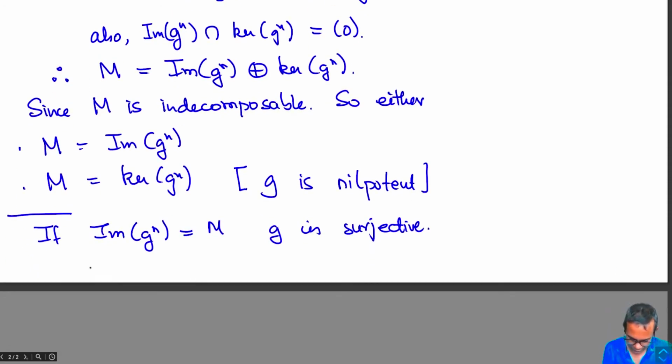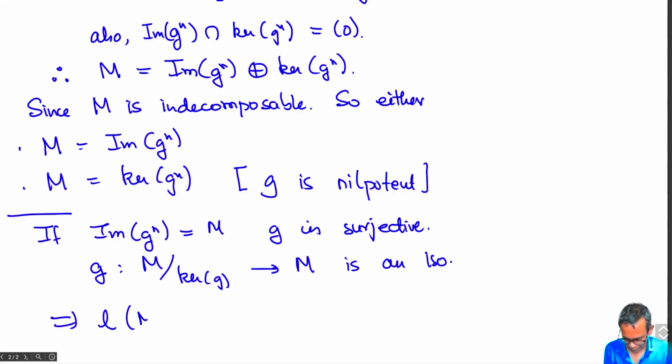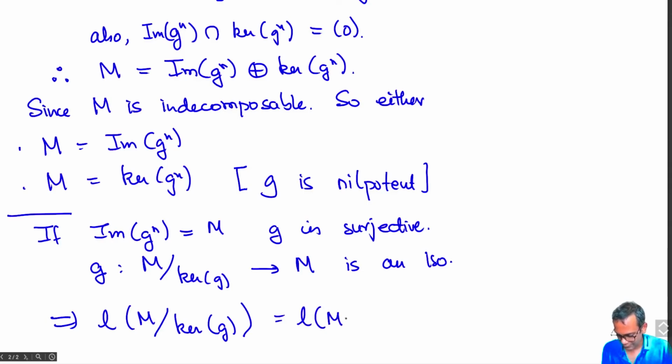Therefore, what we have is that g, if you take it from M mod kernel of g to M, is an isomorphism. But that means that the length of M mod kernel of g, remember M satisfies both the ascending chain condition and the descending chain condition, and therefore it is of finite length. It has a Jordan-Holder series and it's a finite length.